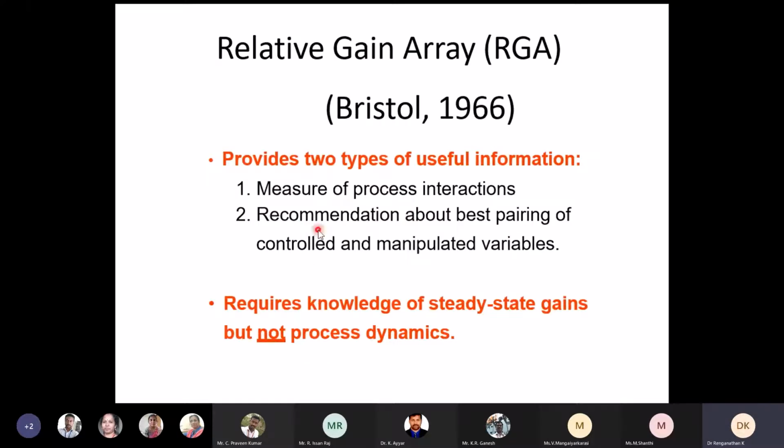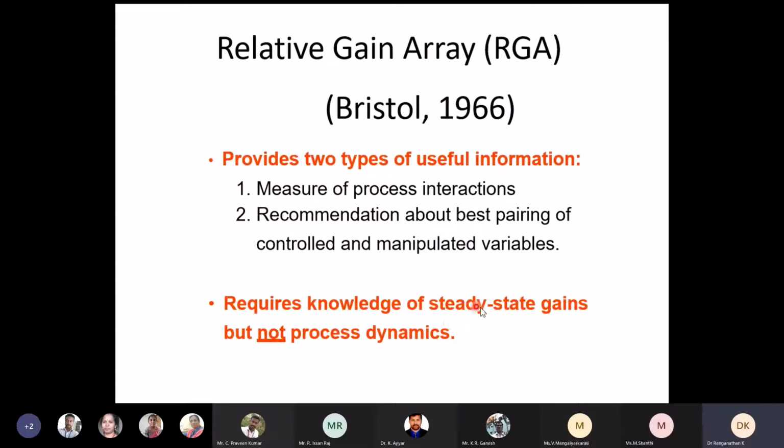For that, what we identify is the one introduced by a person called Bristol, which is called the relative gain array. The relative gain array is the array comprising all the gains of the different loops. Once we are able to identify that, it gives a better understanding about the system, and it is easier for us to go for the appropriate controller. That is the advantage of the relative gain array method. Only the knowledge about the steady state gains is required here, and the dynamics is not required. That is another advantage of going for this relative gain array.